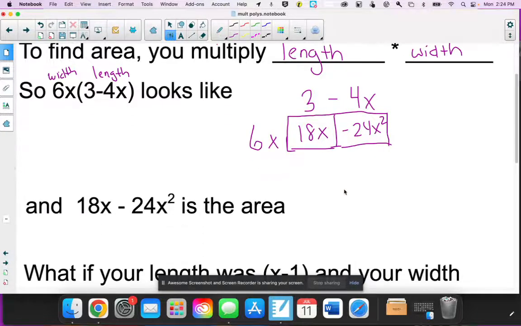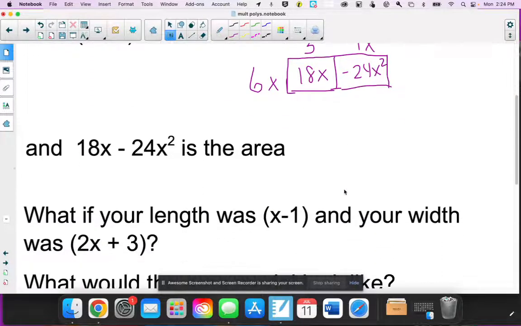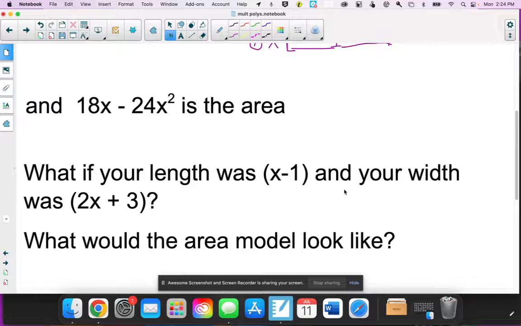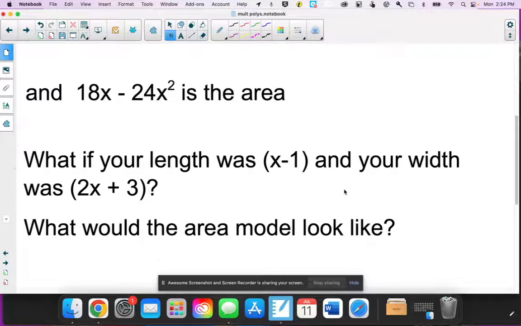Okay, so we'll try this one. This is where we start getting into what we're doing in algebra. Okay, so now I have two pieces that have variables. So we have two things that are unknown, right? They're both x. So now I'm going to tell you that your length is x minus 1 and your width is 2x plus 3. So now you have to split both of them.